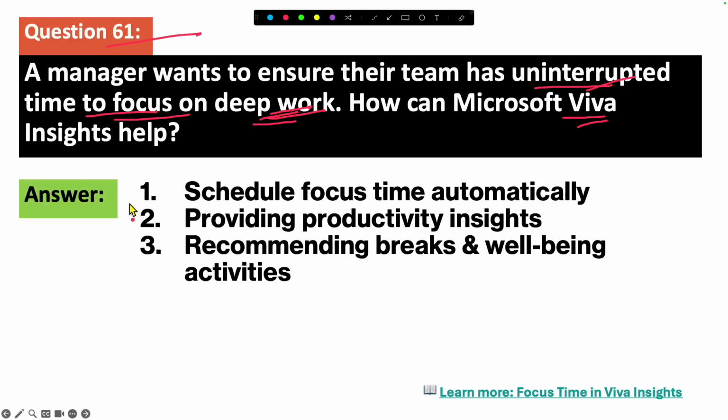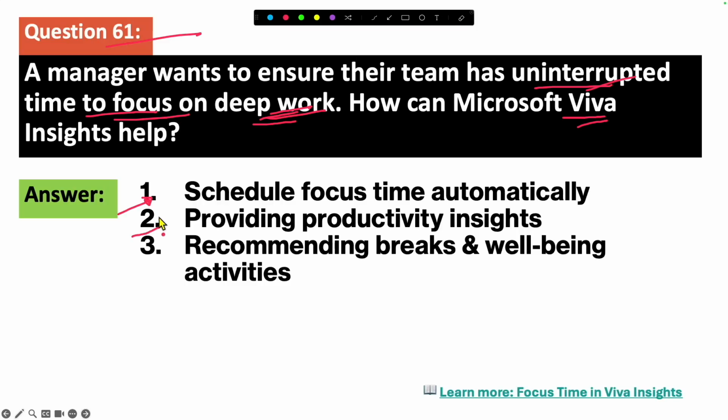First, schedule focus time automatically. You can go to Viva Insights and set the focus time, and based on your focus time preference, it can block your calendar for any sort of deep work. So nobody can bother you, because if someone looks into your calendar, it is marked as blocked time for focus work. So that is one way of looking into it.